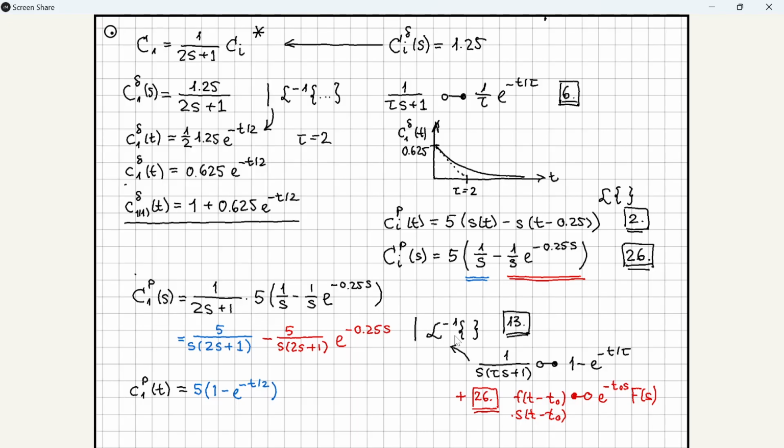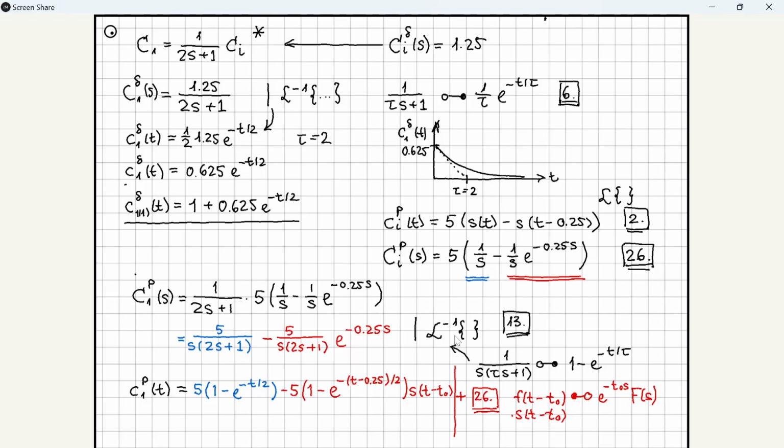Still in red. So now I need 5 times 1. And now I have to be careful. It's 1 minus e to the minus t minus 0.25, so the delayed version of e to the minus t divided by 2. And then I multiply this with the delayed step s times t minus t0. So that is my step function.